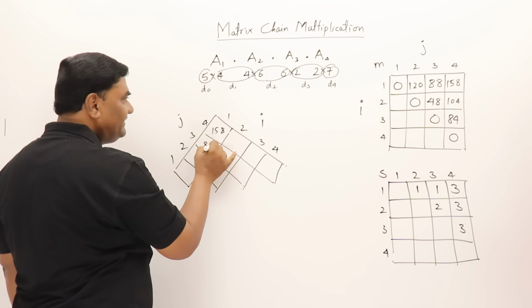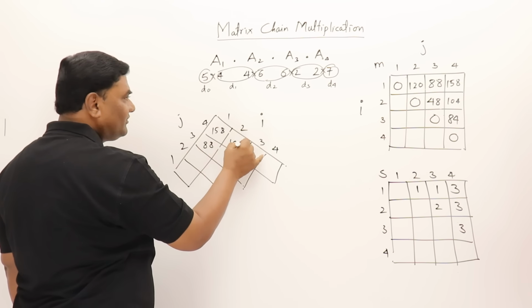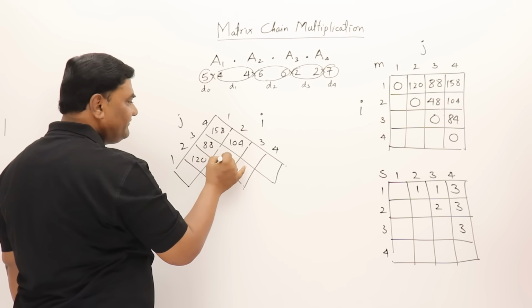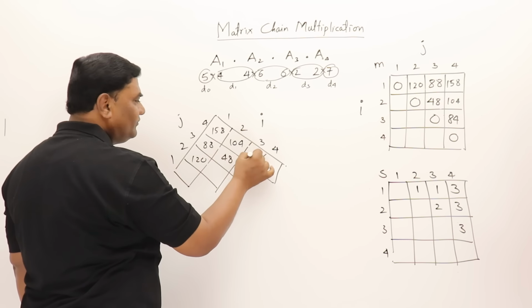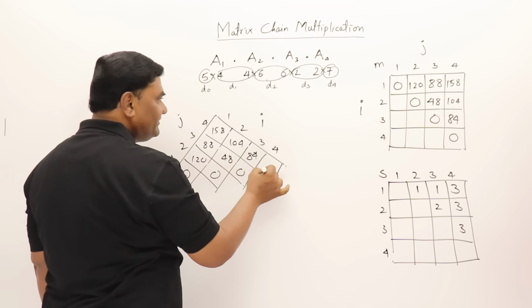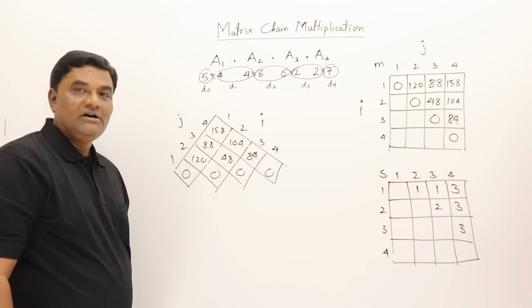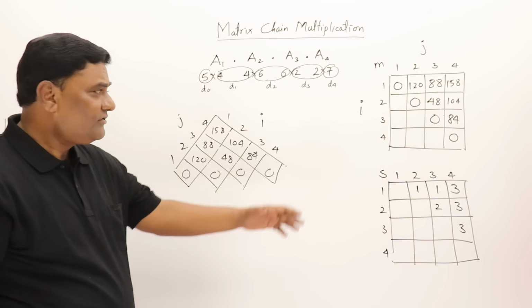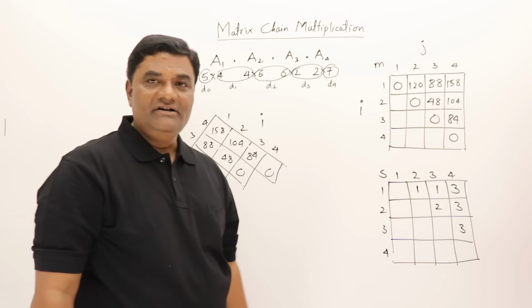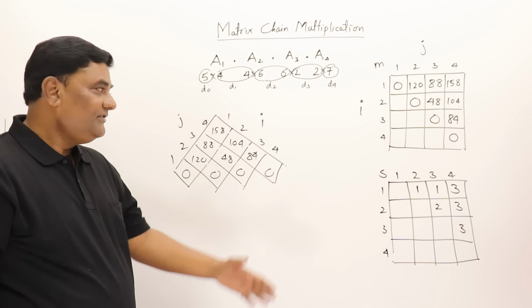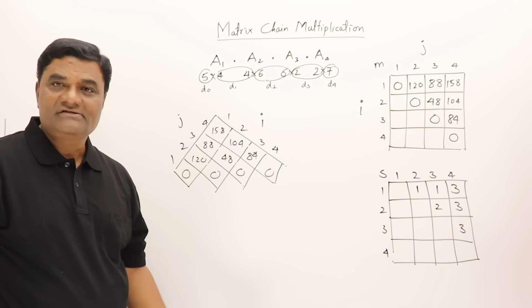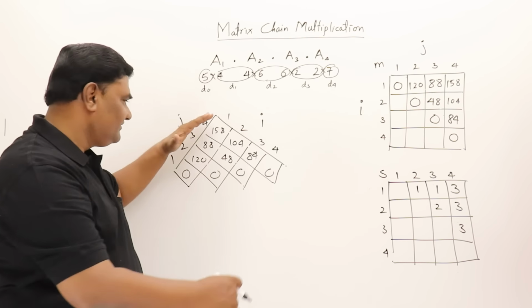158, and this is 88 and 104 and 120, 48 and 84, 0, 0, 0, 0. This is how a table is prepared. Instead of drawing it like this and leaving half unfilled or empty, we can also draw it like this. So just turn it that side, you get this table.